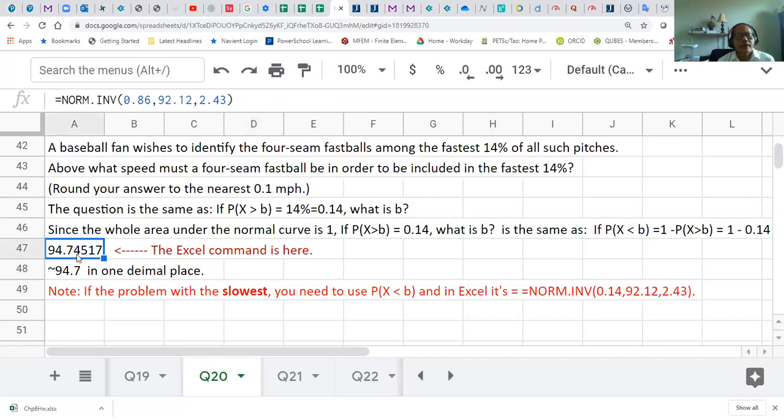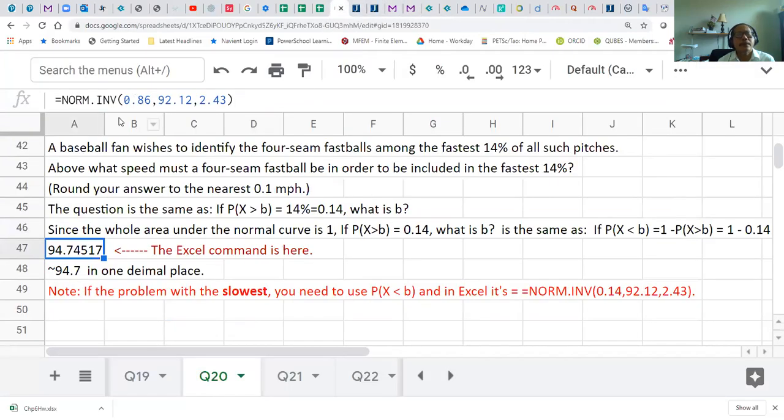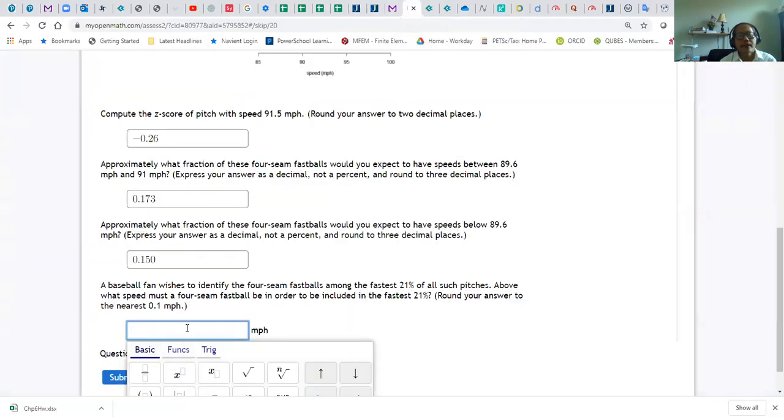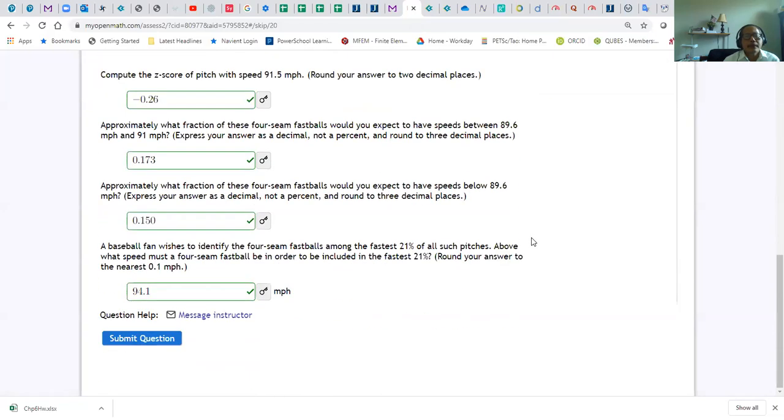Okay, so you have 100%. 100 subtract with 21, you got 79, right? So this one should be 0.79. So if you put one decimal place, you have 94.1. Okay. Yeah, I think we got all correct, right? Okay.